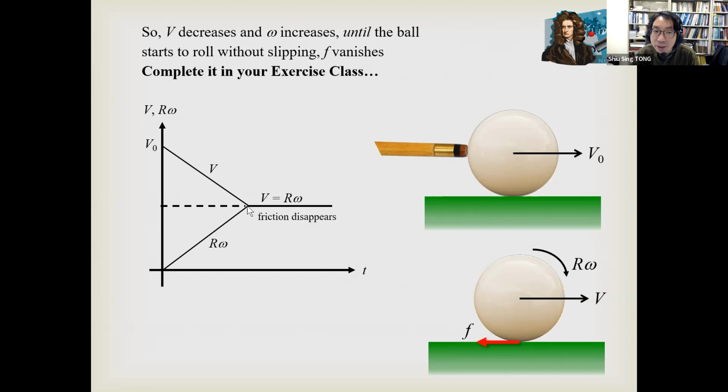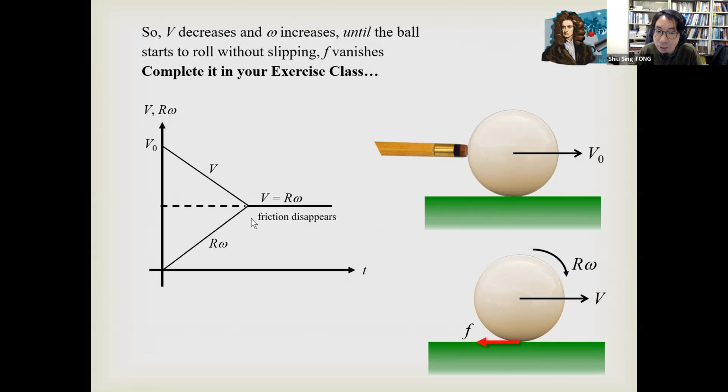When they meet here, that means V is equal to R omega. Now, what is this? This is exactly the pure rolling condition that we have discussed earlier. So when pure rolling occurs, the frictional force will disappear. The frictional force arises because there's a relative sliding motion between the two surfaces. But when there's only pure rolling along a horizontal surface, the frictional force will not appear anymore. So when the frictional force ceases to exist, V will become R omega, and theoretically, the ball will roll forward without slipping forever.